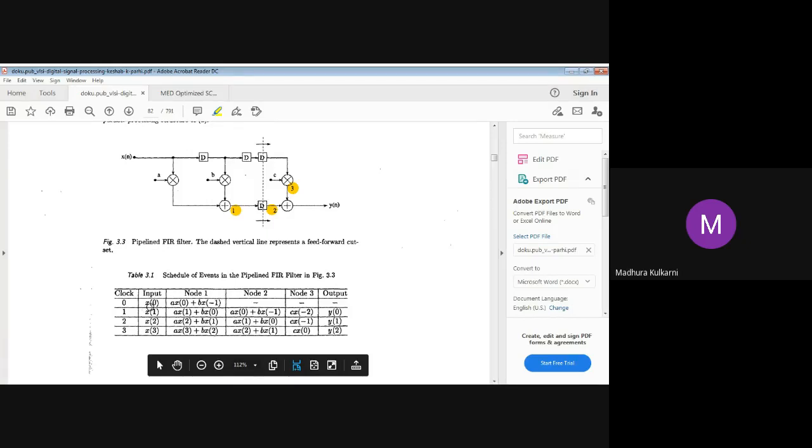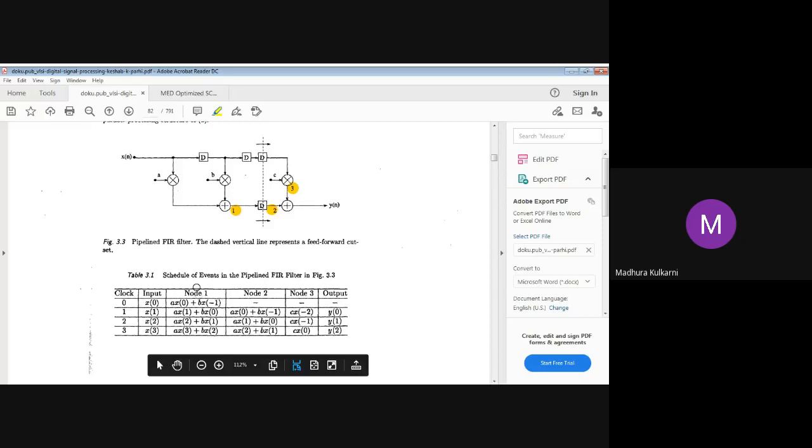Xn is the input. N is replaced by this clock. So for the first clock, the input is x0. Second clock, the input is x1. Third clock, x2. And fourth clock, x3.